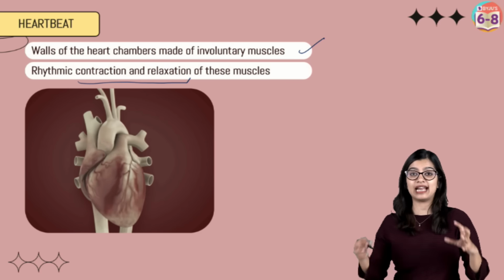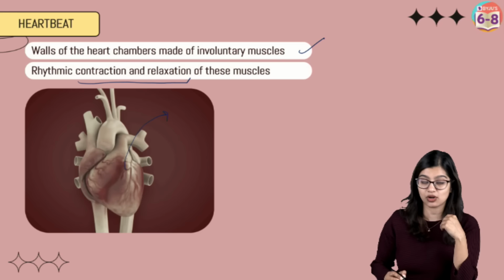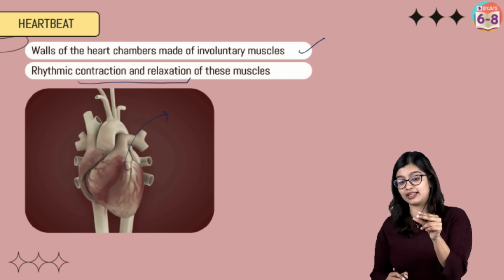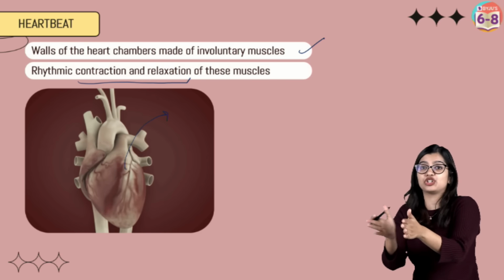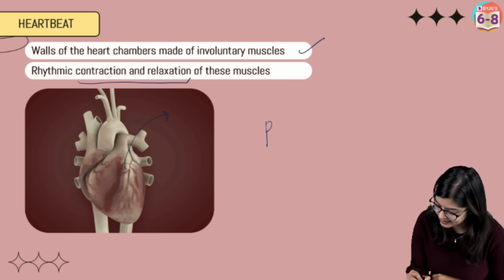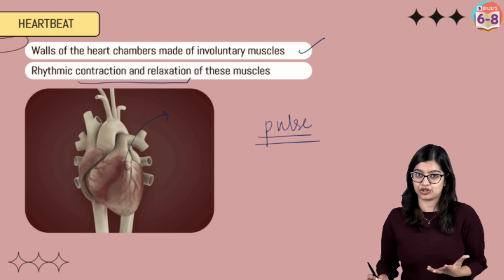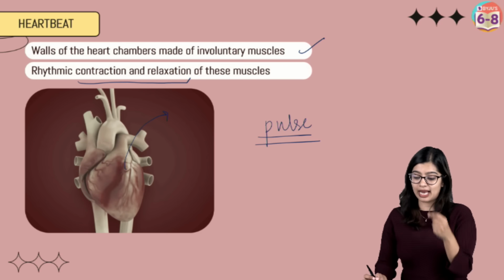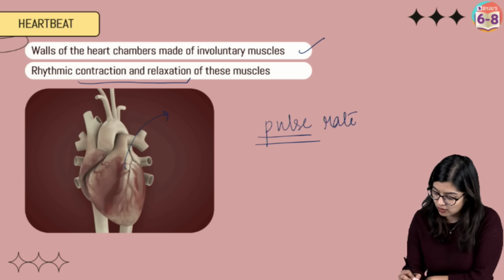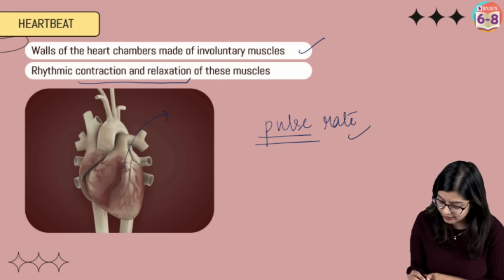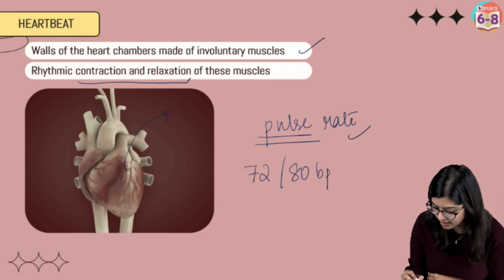Now one more thing is that as the blood is pumped, we know that any blood vessel leaving the heart is called an artery, right? So we also see that blood is going in that rhythmic form even through the arteries. The throbbing nature that we see in the arteries is what we call the pulse, right? So pulse can be defined as the rhythmic contraction and relaxation of the walls of the artery. And the number of pulse beats per minute that we calculate is what we call the pulse rate. For a resting individual, the pulse rate is roughly between 72 to 80 beats per minute.